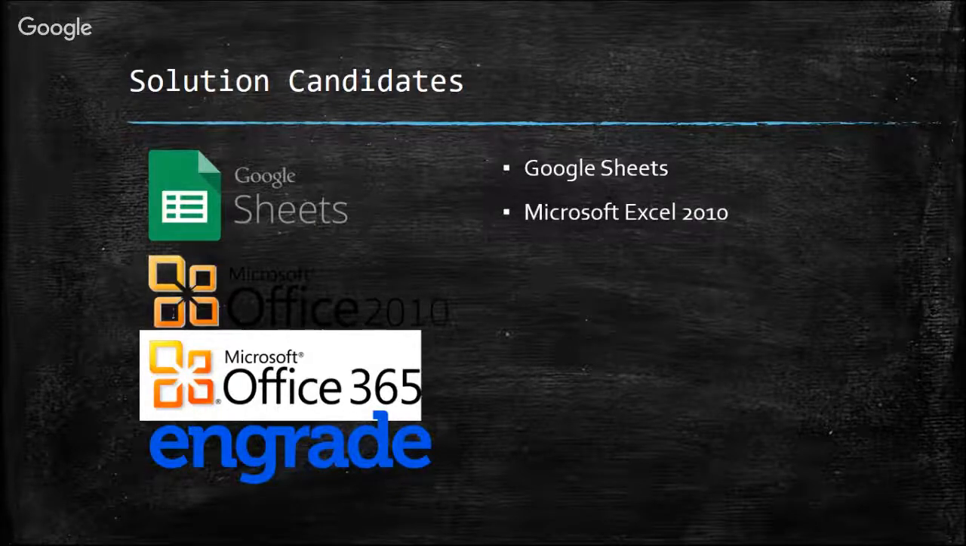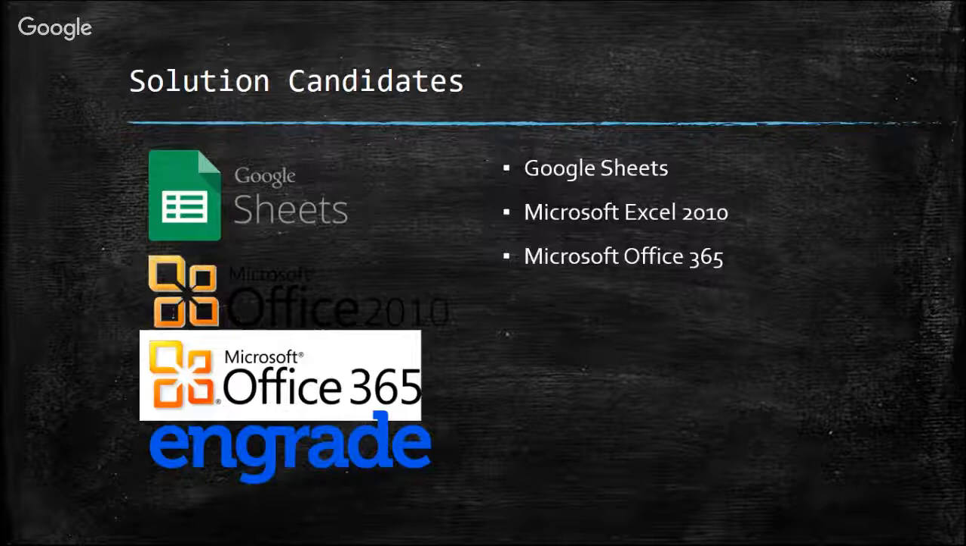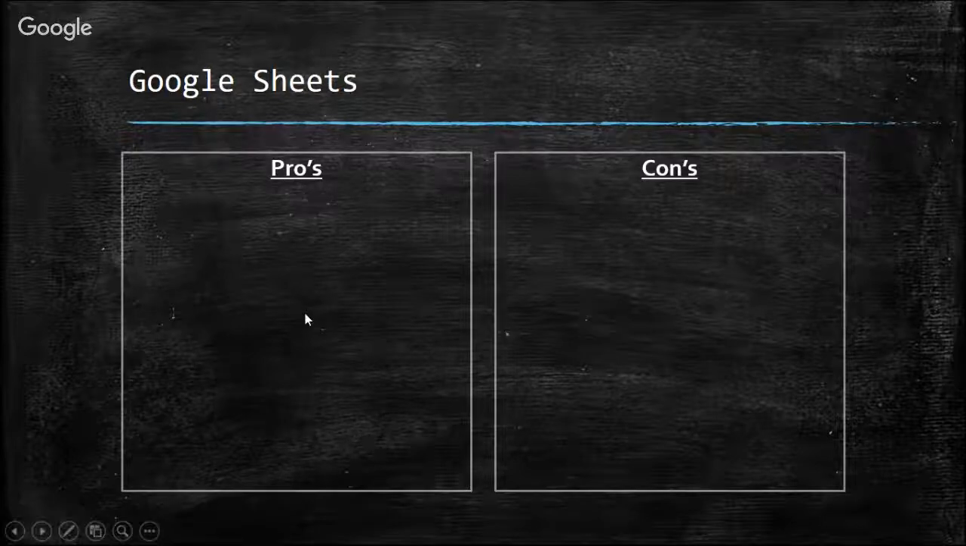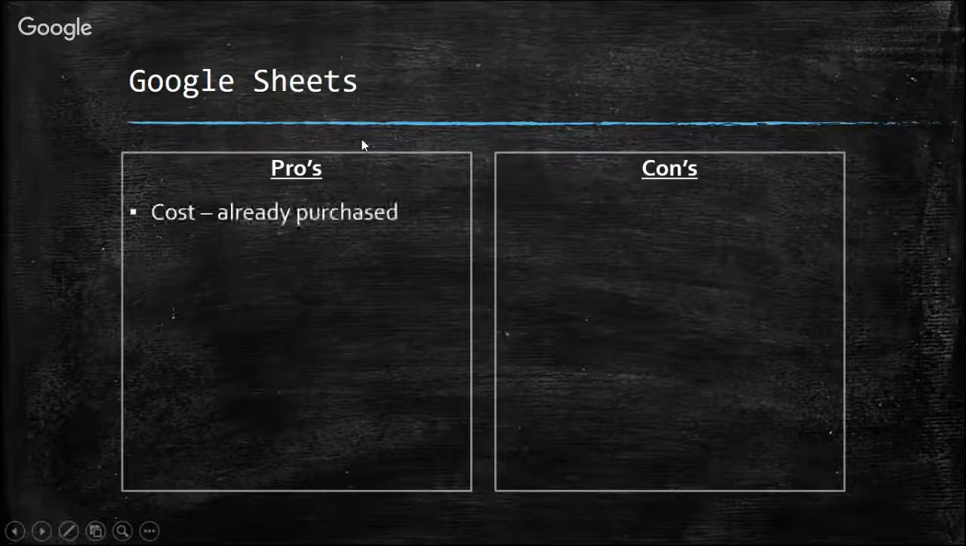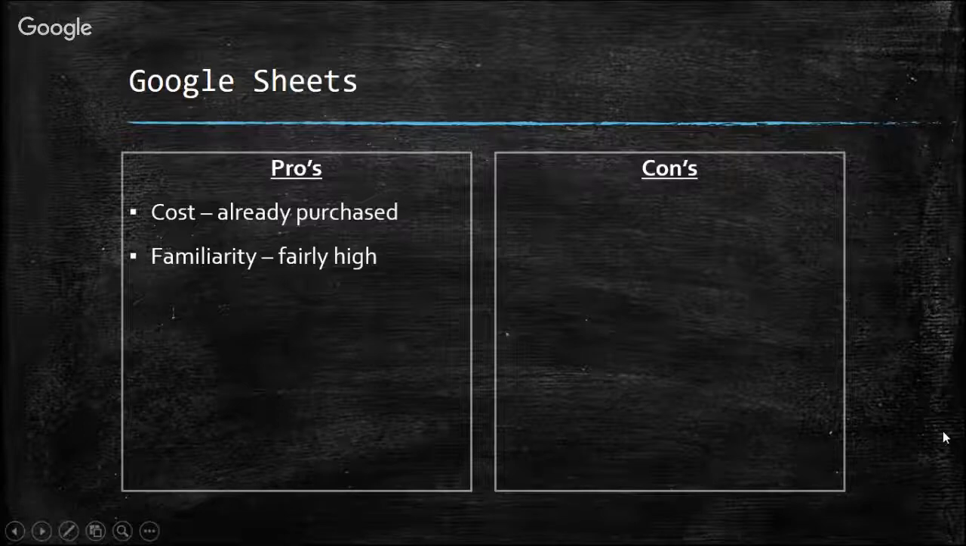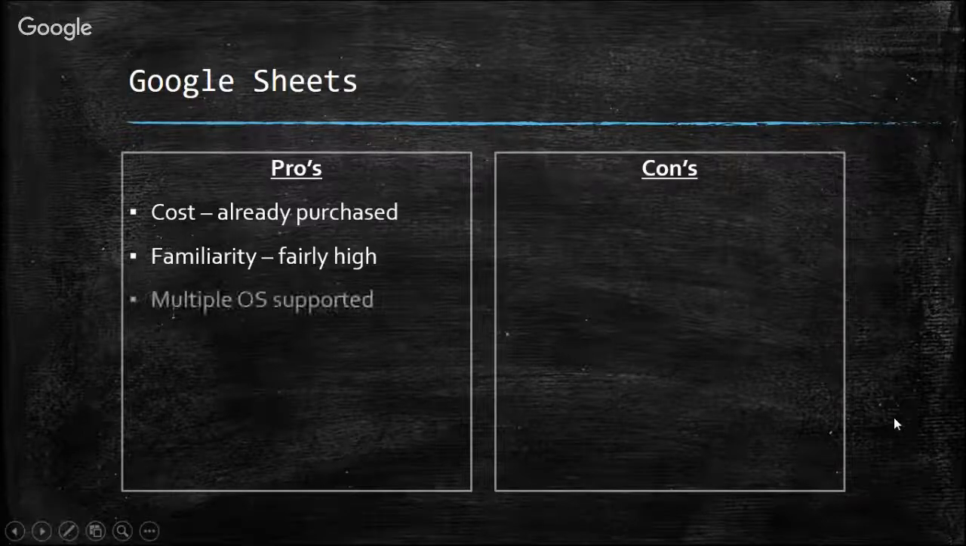Our candidates are Google Sheets, Microsoft Excel 2010, Microsoft 365, and a product called Ngrade. There are several pros and cons for each one of our candidates. For Google Sheets, we've already purchased the licenses, so it does not add to our budget. We are already in the Google infrastructure. Familiarity is fairly high, not as high as it is for Excel, but similar to Excel, and so most teachers are able to get around it fairly well.